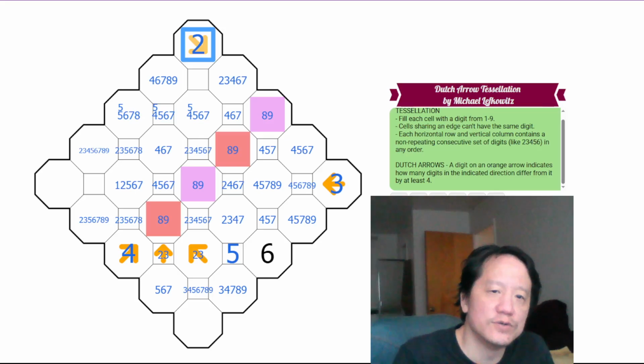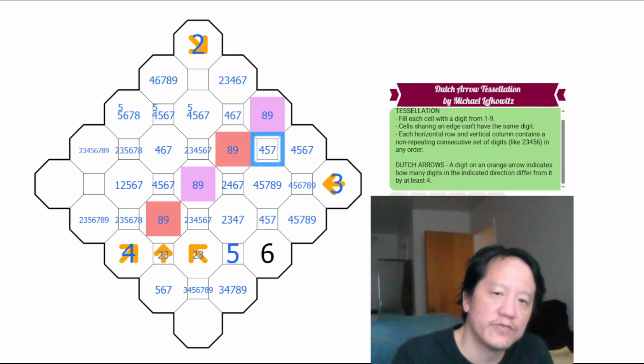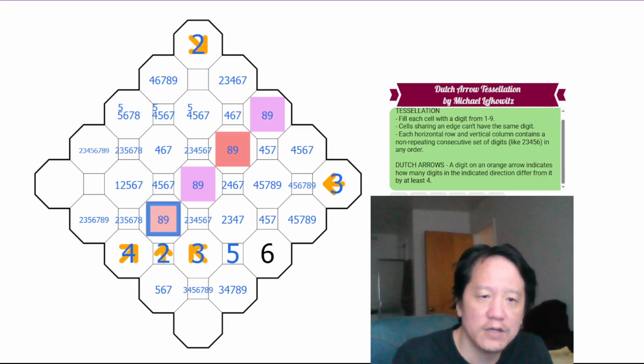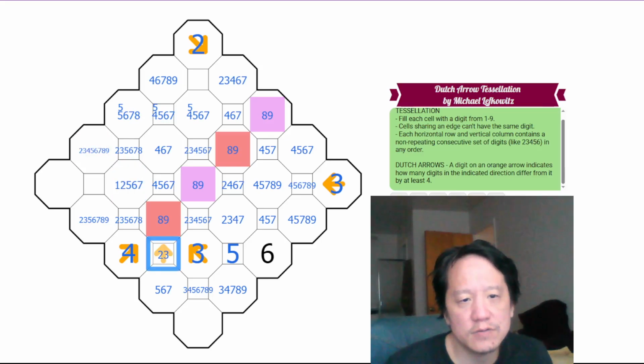If this is 2, then 1 out of these 2 is guaranteed to have to be 6, 7. That forces this to be 3, that to be 2. This is 3 away, so that would be 7 there. This would have to not be 7, it would have to be 8 or 9 here. Ah, and we'd have a contradiction.